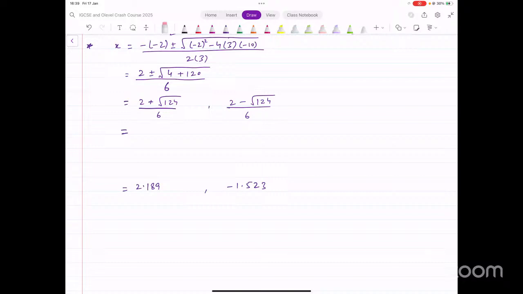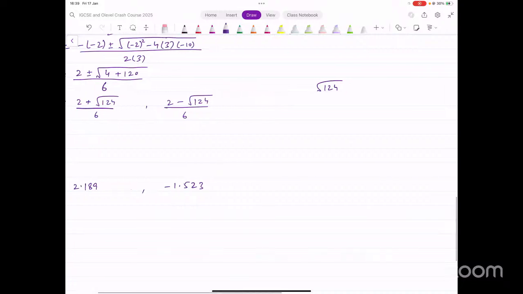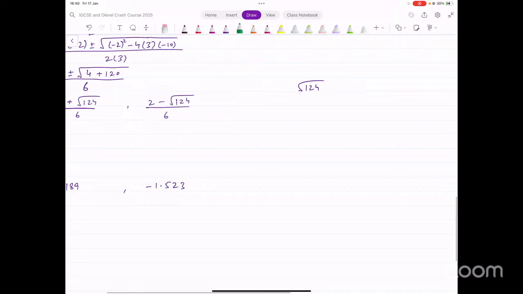Now, how will that work? The square root that you've got, you will see if you can simplify that any further. So this is square root of 124. Now, if it is in the calculator paper, you can do the simplification of the square root directly on your calculator. I'll show you how to do that. But if it's in the non-calculator paper, you'll have to do it by hand. How do you do that? You basically remember all the squares.